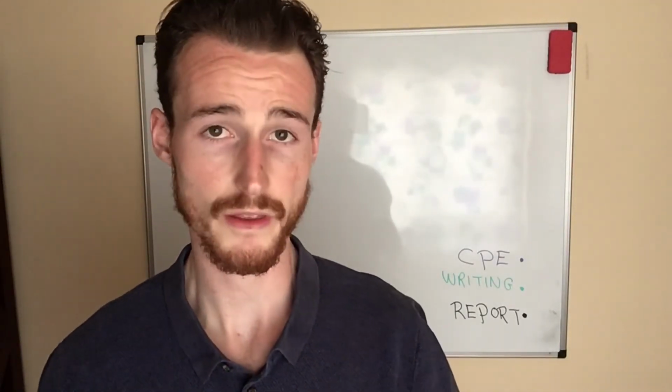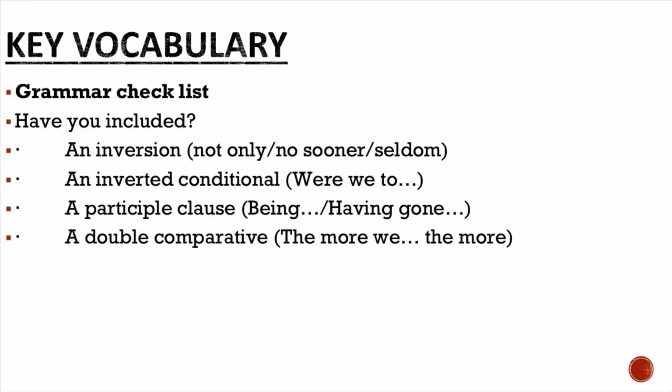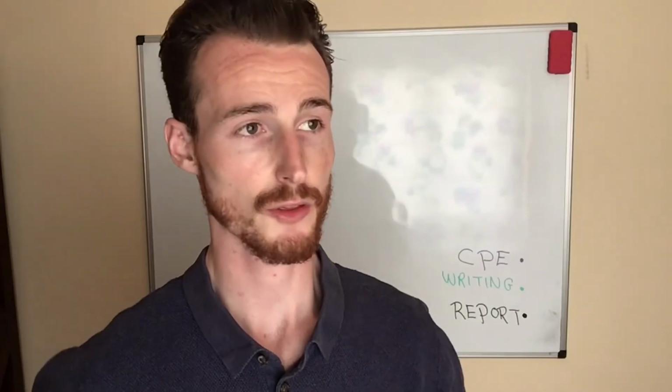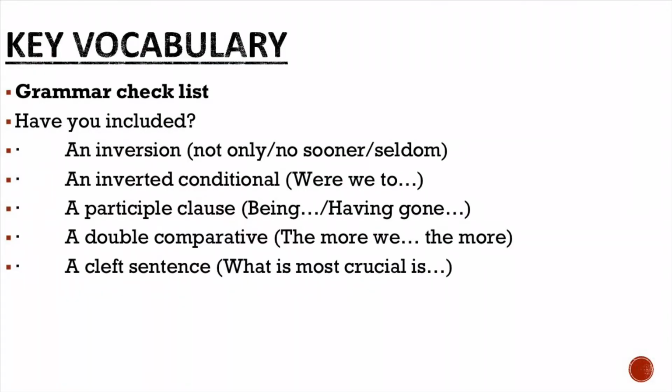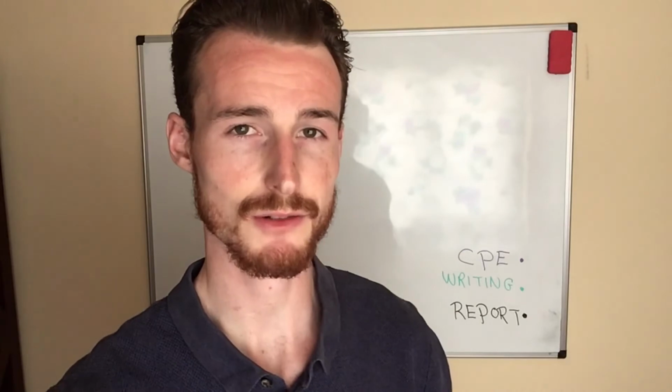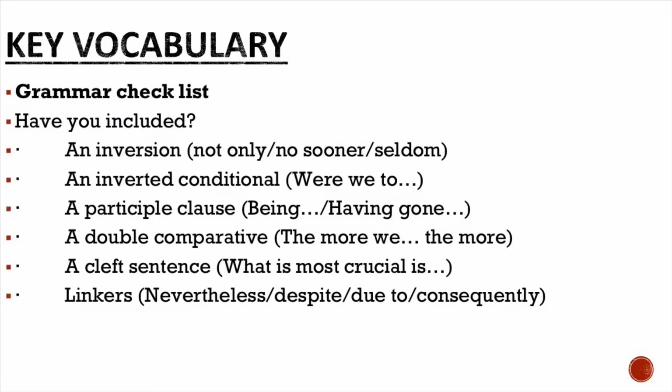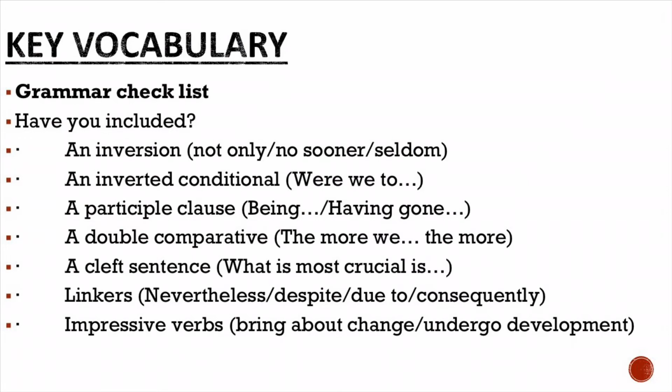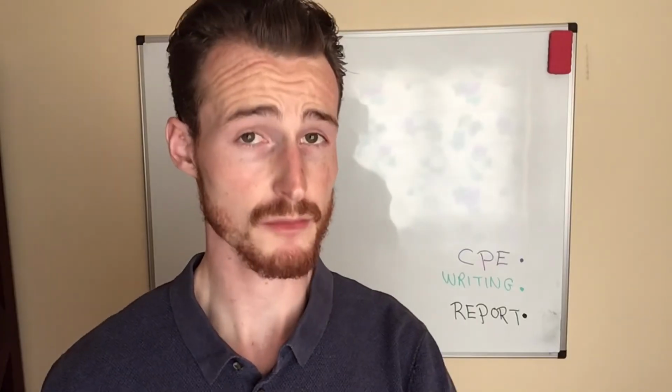We could also start with a double comparative. The more we speak about proficiency writing, the more we learn. A cleft sentence. What is most crucial is that you work for yourself. You watch this video and then you get down to working yourself. Independent learning. Linkers. Nevertheless, one must have a break now and again. Don't work too hard, because if you do, you're not doing yourself any justice. And some impressive verbs.